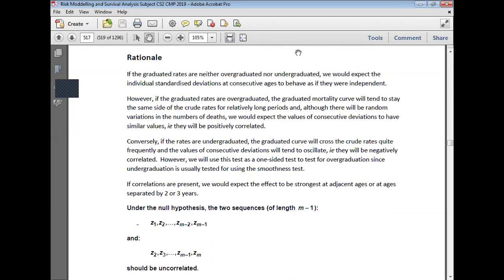And again, if you see that these oscillate a lot, then you will see that these are negatively correlated, because if you observe a particular higher estimate for mortality for one age, you are more likely to observe a lower expected value for the mortality for the next age. And if that is the case, then you are undergraduating, because you are fluctuating a lot and it is not at all smooth, and maybe you are just trying to adhere too much to the data.